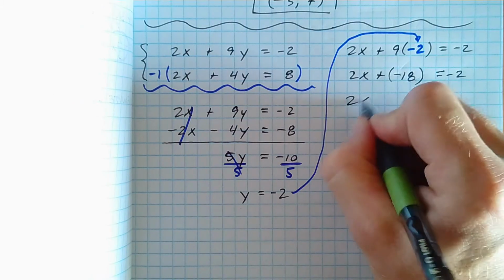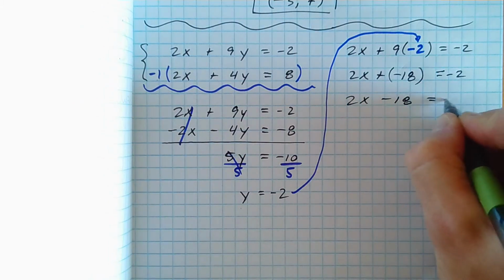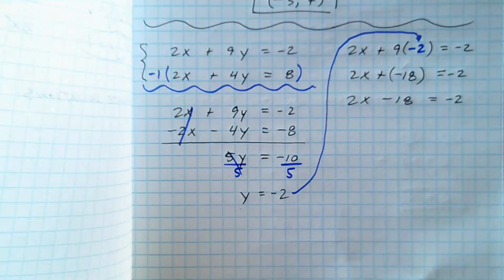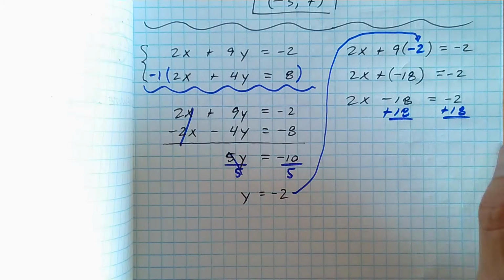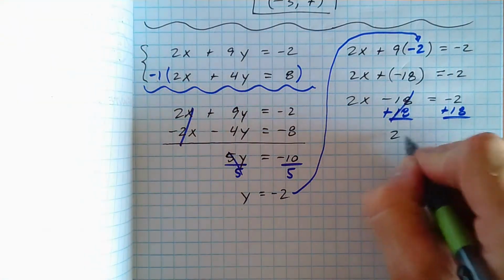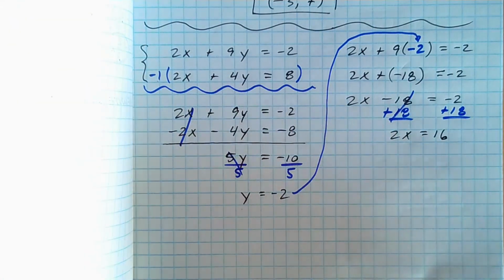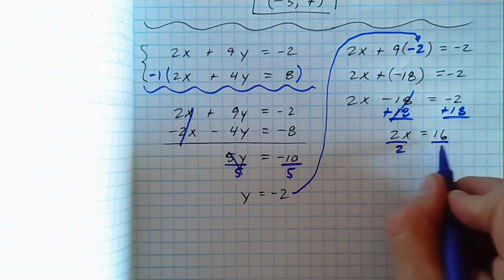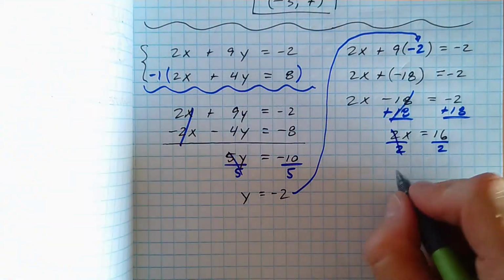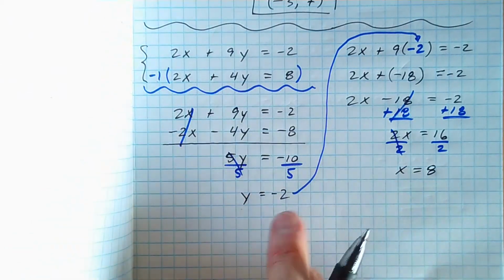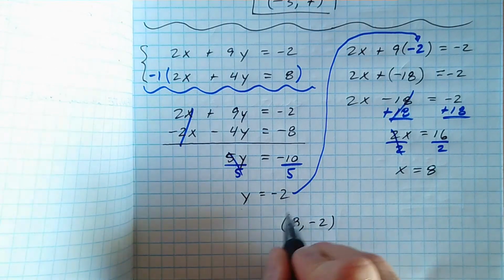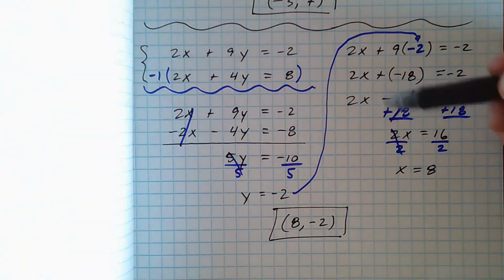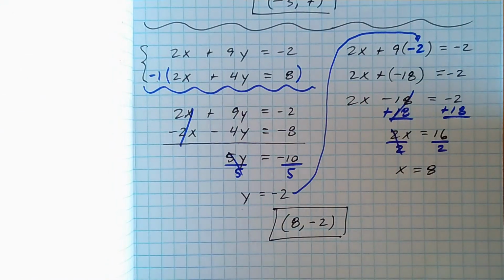Let me rewrite this as subtraction. 2x minus 18 equals negative 2. Let's go ahead and add 18 to both sides, and we will be able to solve for x. And when we do that, we get 2x equals 16. Let's divide by 2, and we have x equals 8. So remember, both of these together make up our answer. My solution would be 8, 2. And if I were to graph both of these equations, this 8, 2 would be the point where they intersect.